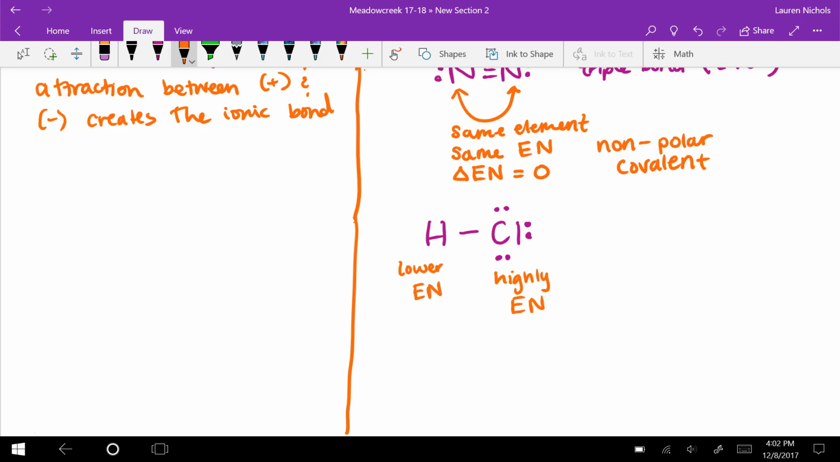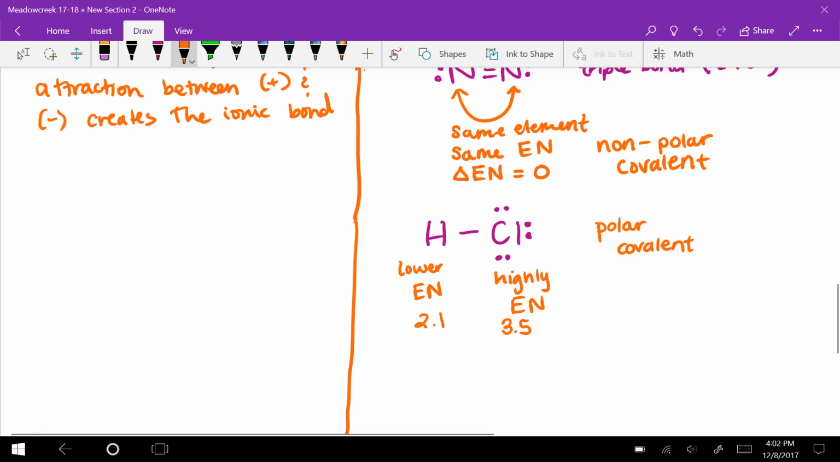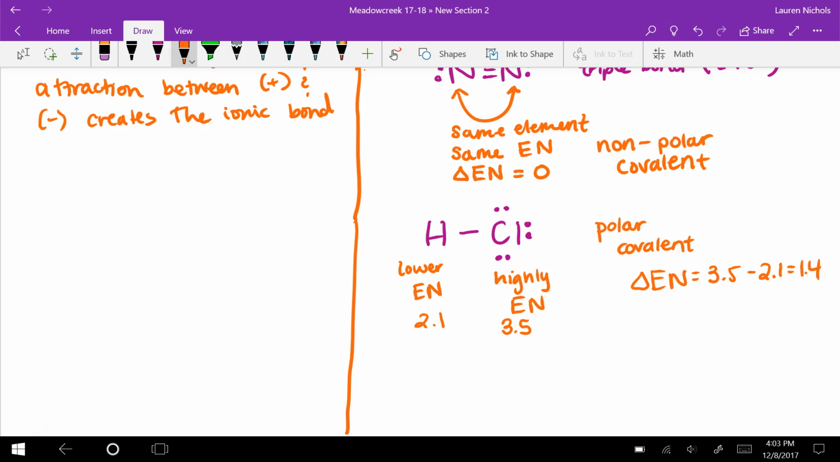They're spread far apart, and so when you see that big difference, this will be a polar covalent molecule. Now, if you're given the actual numbers for these, I believe chlorine is like 3.5 and hydrogen is 2.1, and so if you were to actually do the electronegativity difference and say 3.5 minus 2.1, you would get 1.4, which in class we discussed the range for all of these things.